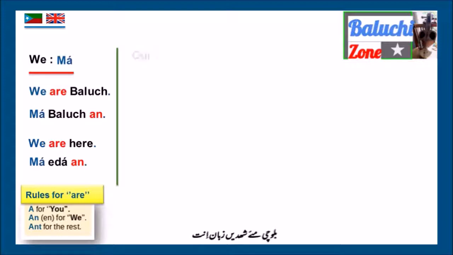The possessive determiner of we is our. Saying our in Baluchi is very simple and easy to remember. To say our in Baluchi, we say may. Same spelling and pronunciation as the month of May in English. Our, may. Now let's do a couple of sentences with may in Baluchi.